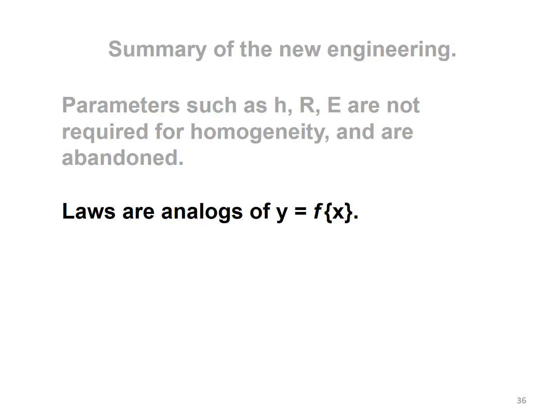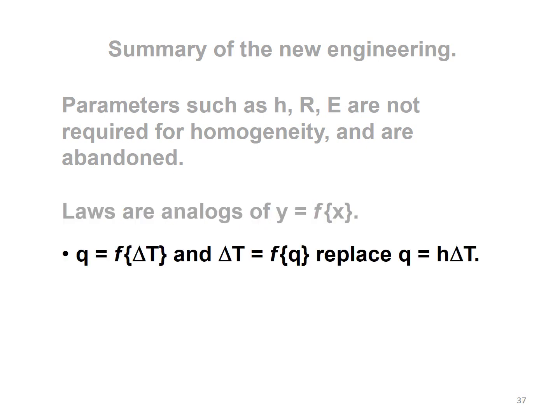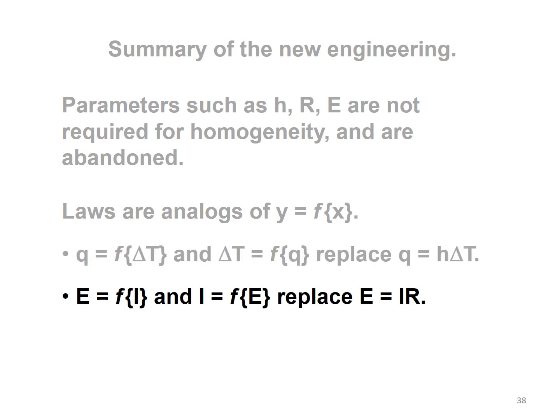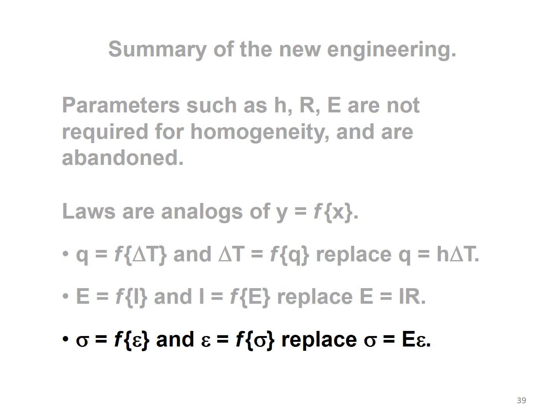The laws are analogs of y equals a function of x. Q equals a function of delta t, and delta t equals a function of q. Replace q equals h delta t. E equals a function of I, and I equals a function of E. Replace E equals IR. Sigma equals a function of epsilon, and epsilon equals a function of sigma. Replace sigma equals E epsilon.